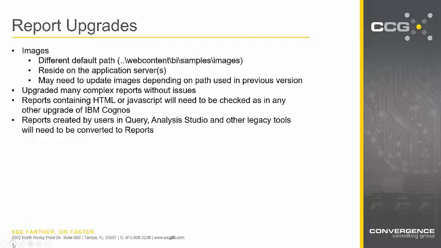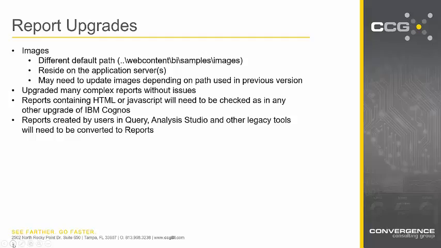So when you come to upgrading, because of the different image path, depending on how you're using your images in your reports, you may have to make some changes there. If you're already using some other virtual path different than the default IBM Cognos path, and you set it to be the same, you should be fine. But if you're using the default path and copying images there, you may need to make a few changes. And like I said, they also reside on the application server as opposed to the gateway, even if you have a gateway installed.